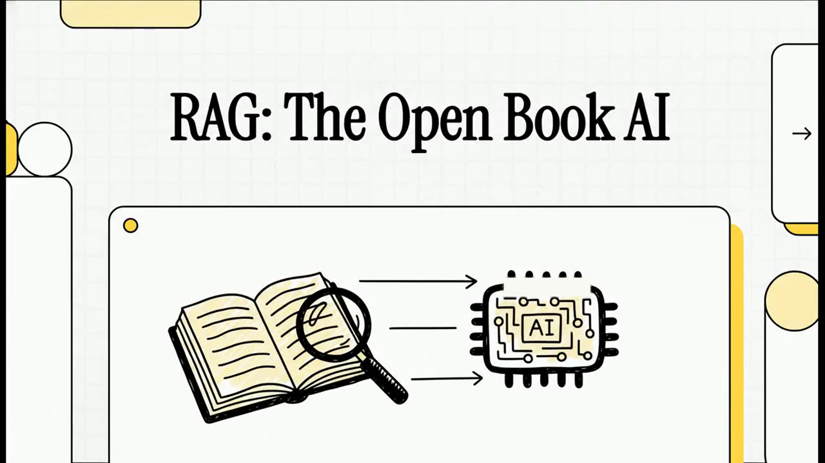All right, let's talk about one of the biggest, most frustrating problems in AI today. Why do these models just make stuff up? Well, there's a really clever solution called Retrieval Augmented Generation. We just call it RAG. And the easiest way to think about it, it's basically like giving an AI an open book during an exam.